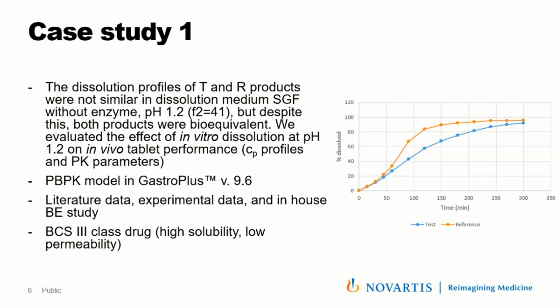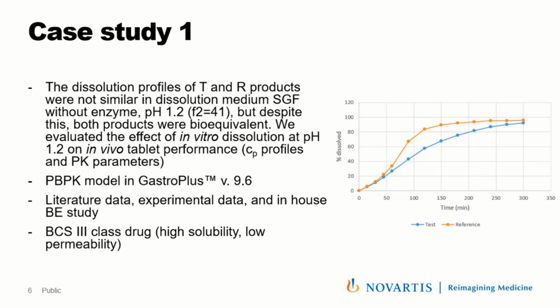The first case I'm going to present is a PBPK model for a BCS class 3 drug with high solubility and low permeability. During development, we discovered that test and reference products do not have similar dissolution at low pH. However, the products were bioequivalent in vivo. We therefore used a PBPK model to assess the biorelevancy of in vitro dissolution at pH 1.2 and the impact of non-similar dissolution profiles on tablet in vivo performance.